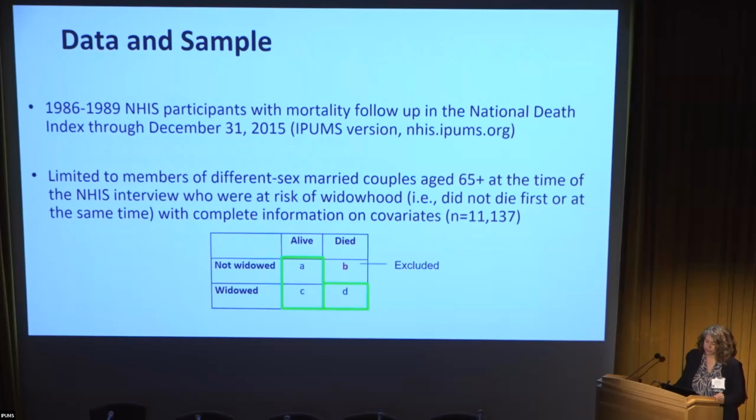For this study, we used data from the 1986 through 1989 National Health Interview Surveys linked to the National Death Index, also known as the linked mortality file, with mortality follow-up through December 31st, 2015. We limited the analytic sample to members of different sex married couples who were community dwelling, aged 65 and older at the time of the NHIS interview, who were at risk of widowhood. So we excluded members of these couples who died before their spouse did, so that they weren't at risk of widowhood.